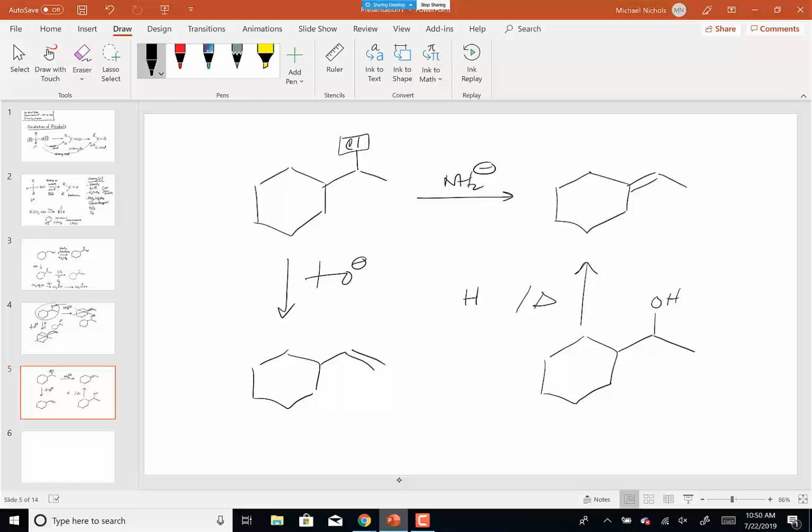It's got to be an H plus. I can use H2SO4, H3PO4 in heat. Why do we use H2SO4? Because its conjugate base is a lousy nucleophile. So all it did was protonate the OH and make it leave.